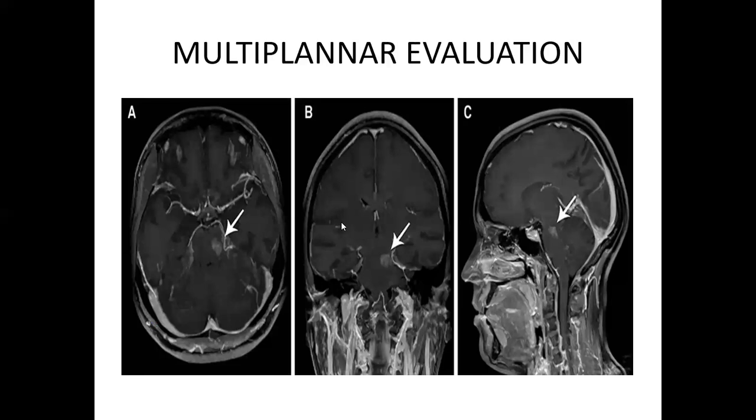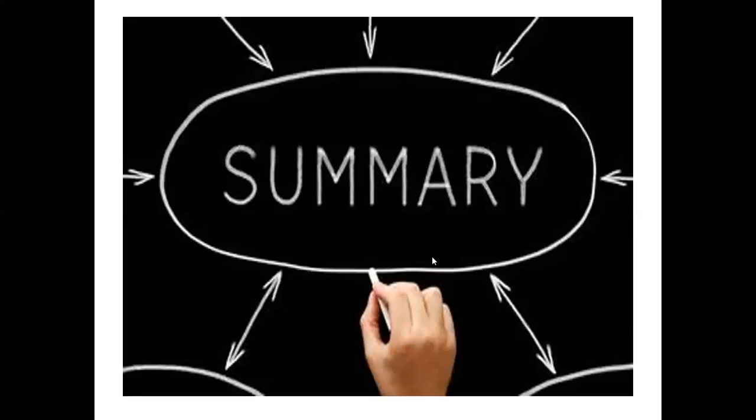Apart from that, always do a multiplanar evaluation in axial, coronal and sagittal sections. You have to analyze the tumor in all sections and all slices. After that, you have to give a good summary in a paragraph, taking your data from all these things, and you can make a summary.